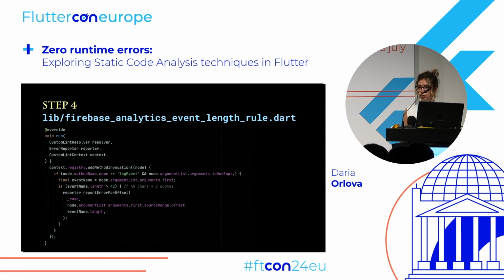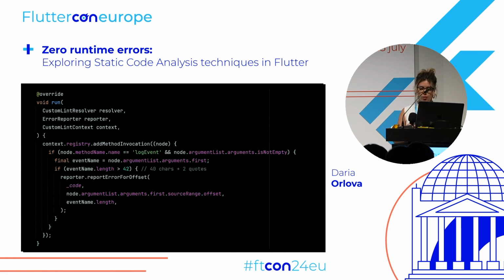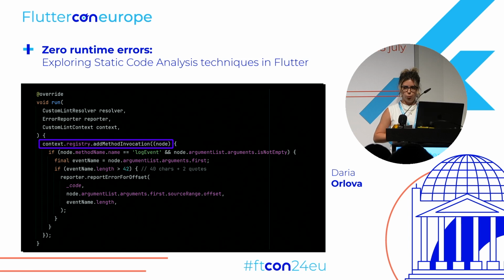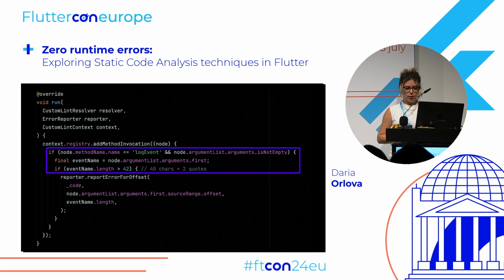So what we want to do is track the calling of the method log event and see if the argument passed to that method is more than 40 characters, and if it is, then we want to highlight it. To do that, we first need to register what exactly we're looking for, and we're looking for method invocation. We then check the name of the method.